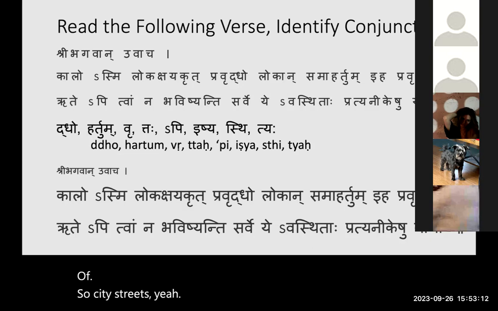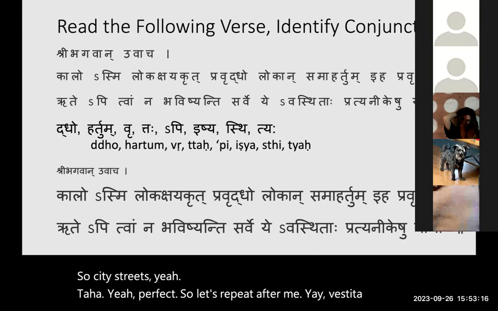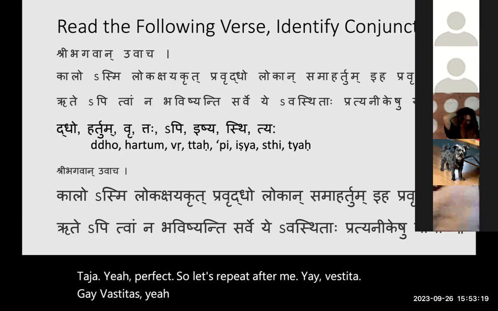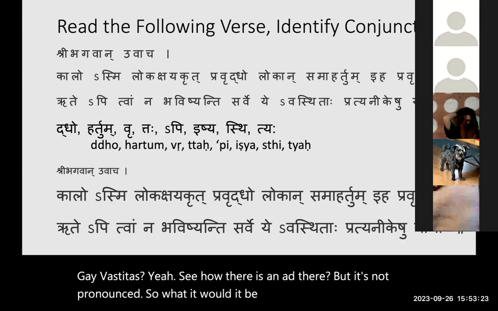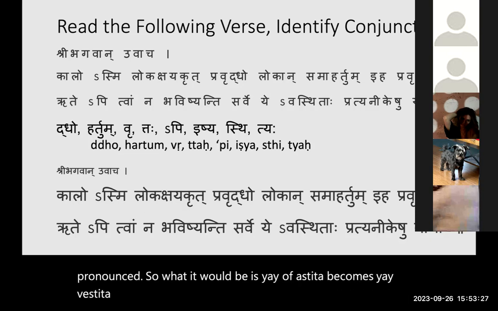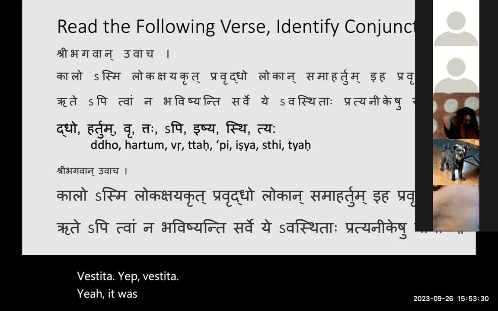Yeah, perfect. So let's repeat after me. Ye vastita. Yeah, see how there is an A there, but it's not pronounced. So what it would be is ye avastita becomes ye vastita. Ye vastita. There you go.